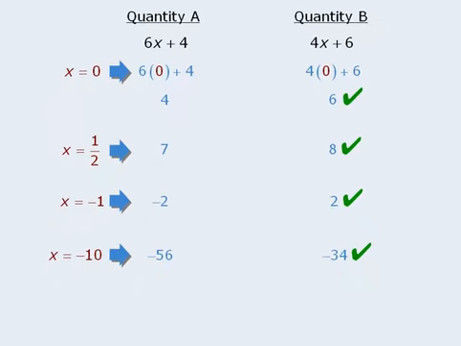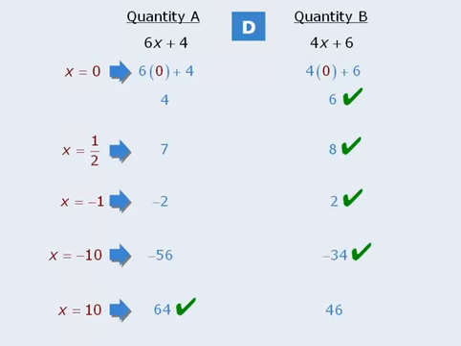Now, of course, if we plug in a value like 10, we can see that the answer is not B. If x equals 10, the two quantities evaluate to be 64 and 46, in which case quantity A is greater than quantity B, and given these contradictory results, we can now be certain that the correct answer must be D.